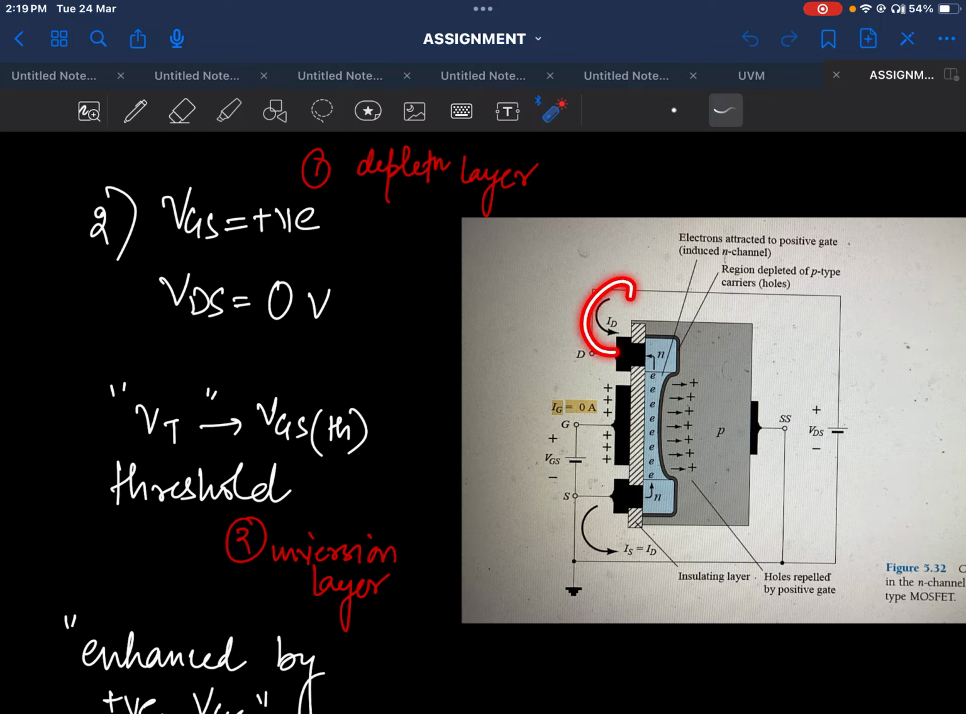And the current is ID, the drain current. The drain current would flow between the drain and source. IG would always be zero. There would be no current in this layer. And the substrate is internally connected to the source, you can see, and then grounded with respect to it.